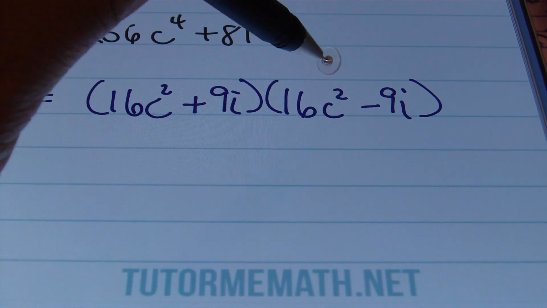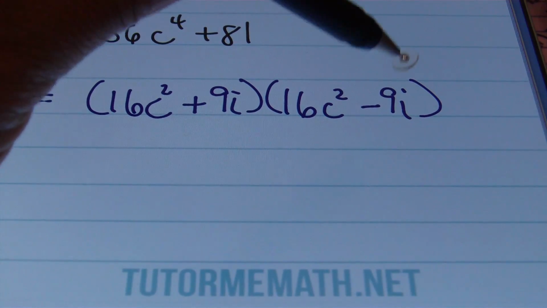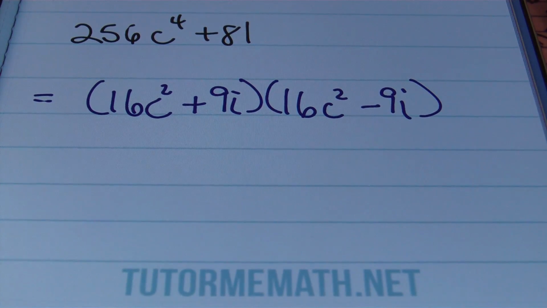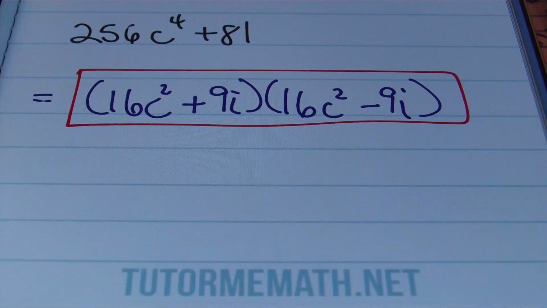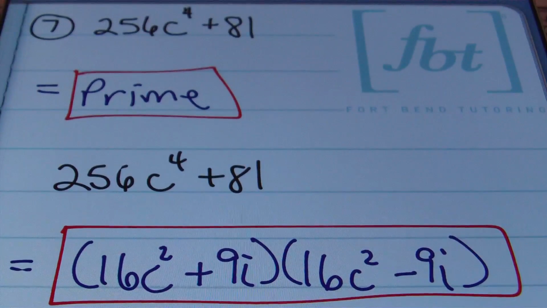Even though this appears to be a difference of squares and this appears to be a sum of squares, it's not, because your i is to the first power. So it stops right here. That's the answer. Let's red box it, ladies and gentlemen. There you go. So these are the answers for problem number 7.